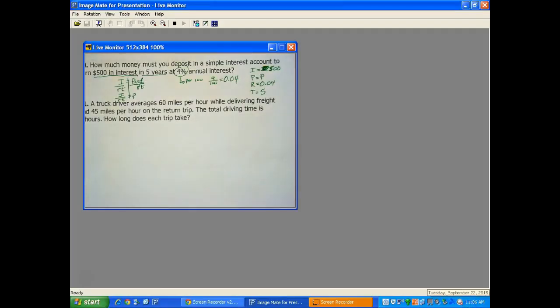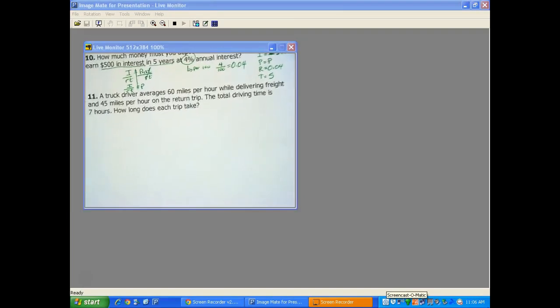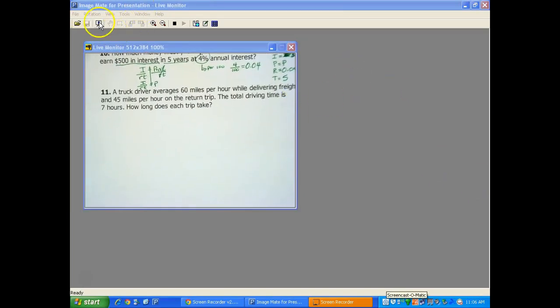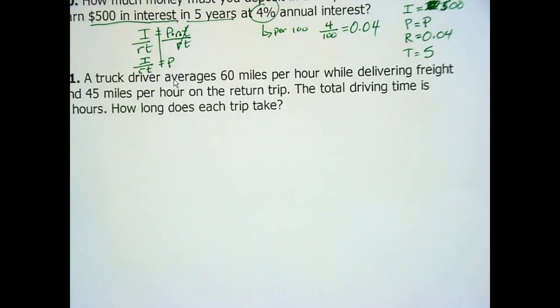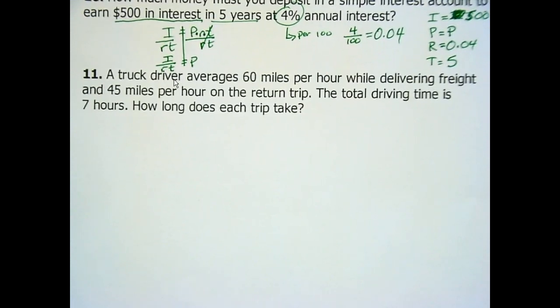All right, guys. We're on our last one, number 11. A truck driver averages 60 miles an hour while delivering freight, stuff in other words, and 45 miles per hour on the return trip. The total driving time is 7 hours. How long does each trip take?